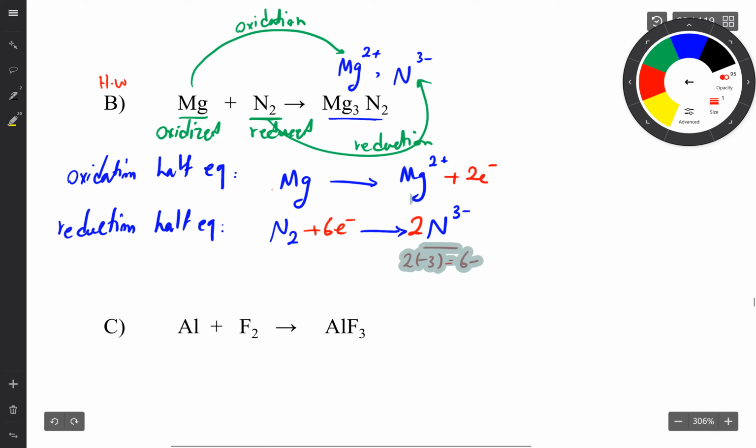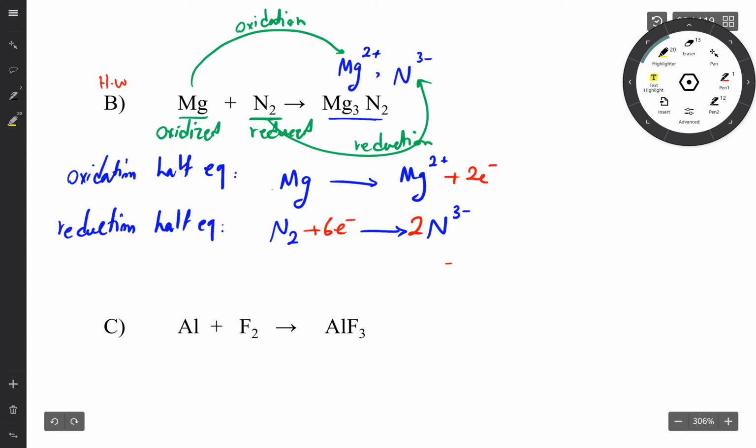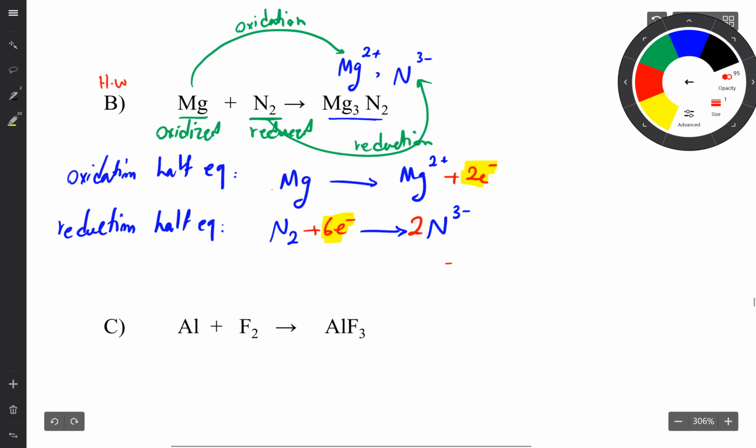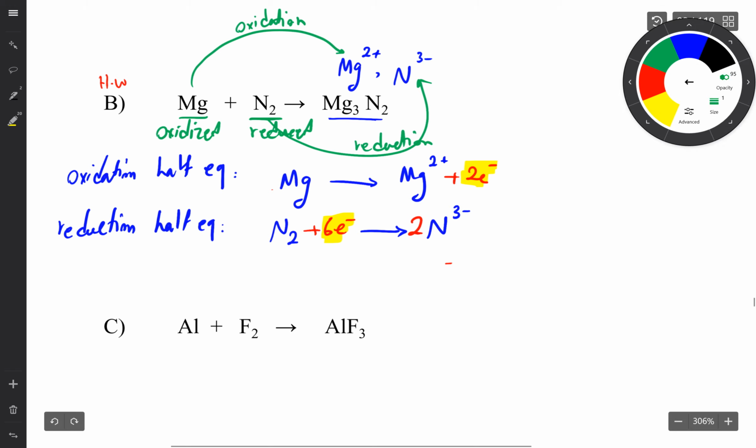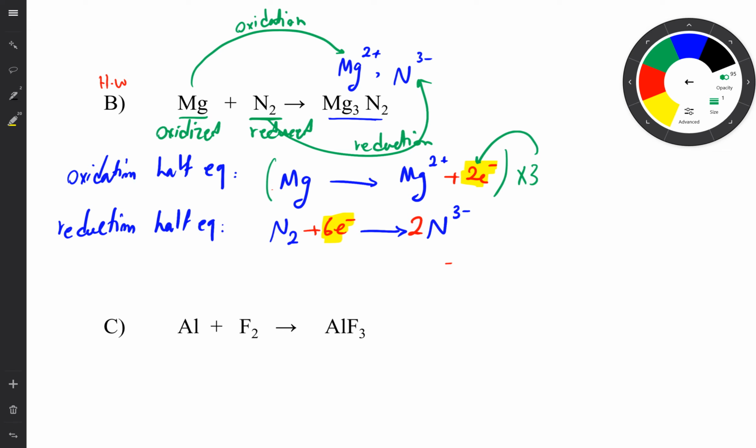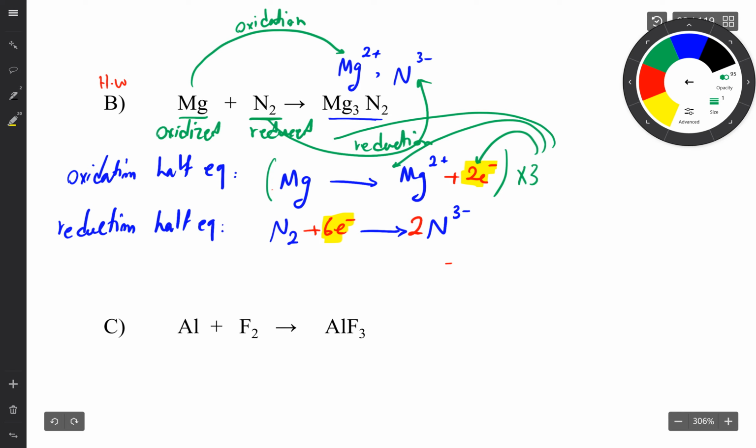Okay, now it's the time to add these two half equations, but the number of electrons are not equal. In the oxidation half equation, I only have 2 electrons. In the reduction half equation, I have 6 electrons. So I need to make them equal. I can do it by multiplying the oxidation half equation by 3. If I multiply it by 3, the number of electrons becomes 6, same as the reduction half equation. But remember that this 3 is multiplied by all of the species that we have in the oxidation half equation.